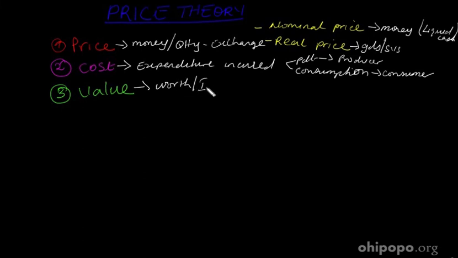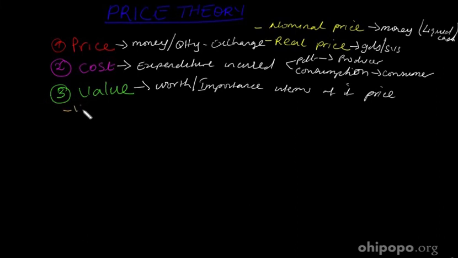While value is defined as the worth, or the importance, of a good expressed in terms of its price. That is why we term some goods more valuable than others. Why? Because we are talking about the price of the good. For example, a good that costs 5,000 francs is more valuable than a good that costs 500 francs.